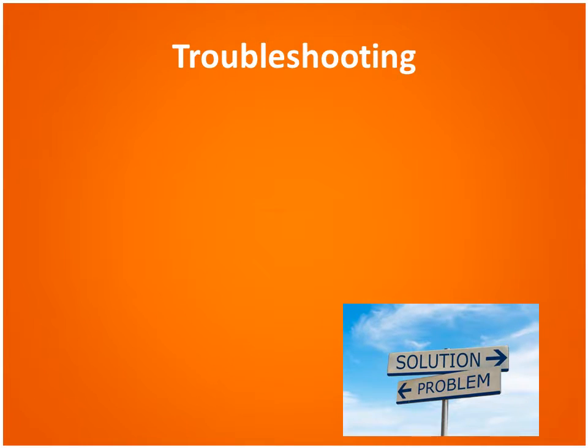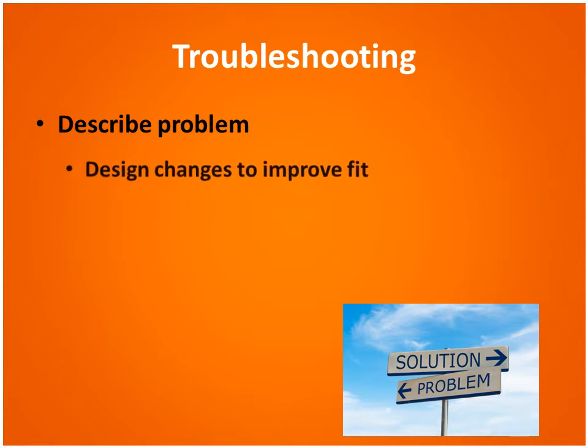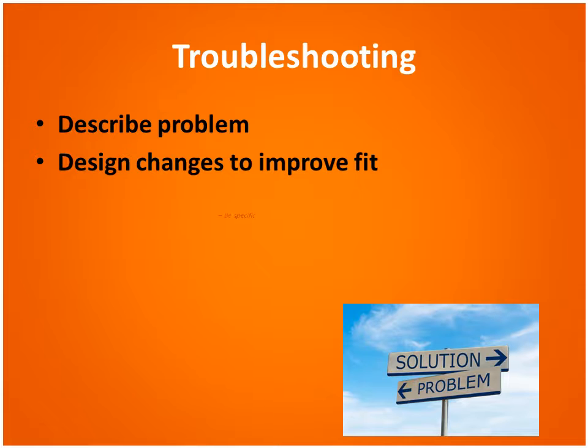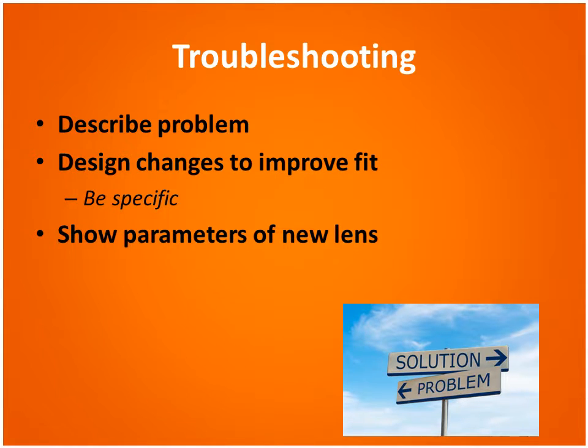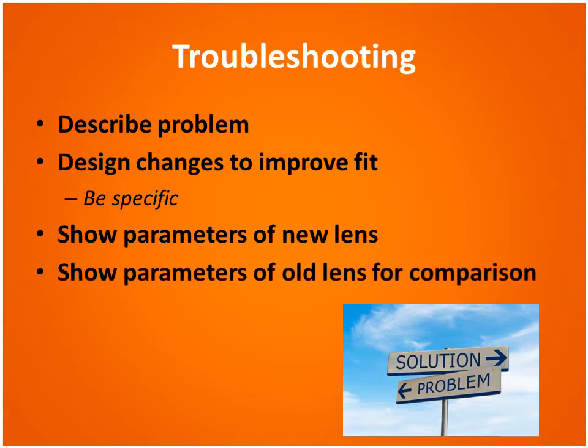Now we get to troubleshooting. What you want to do is describe the problem and then be very specific about how you're going to fix it. You're going to show the parameters of the new lens and then also the old lens, so we can go back and forth and look to see what is it that they changed. And if you don't do that, we have to zip back up to the old lens, and that's a little bit confusing because we have to go, okay, let's see, the diameter was this on the old lens, here on the new lens. Put them together so we can really see.